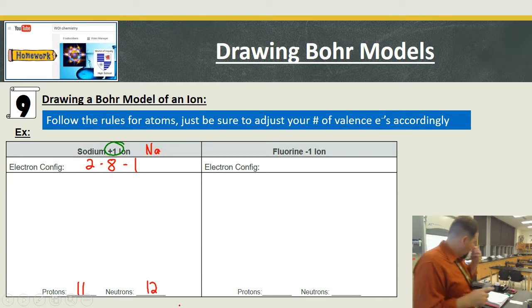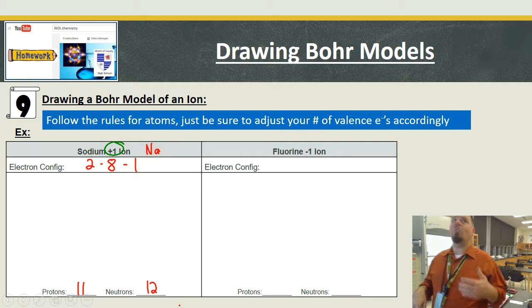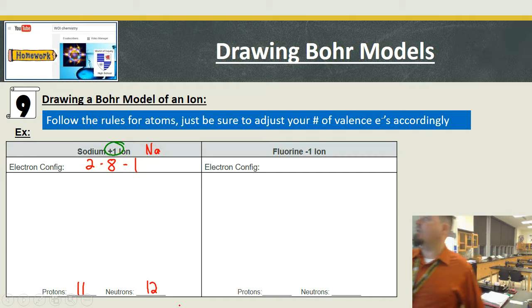Now, because it's an ion and because it's a +1 ion, we need to be able to make that jump from the work we've done previously in the unit. A +1 ion is actually losing an electron. +1 ions mean protons are winning. If protons are winning, then I must have lost electrons. I cannot gain or lose protons.